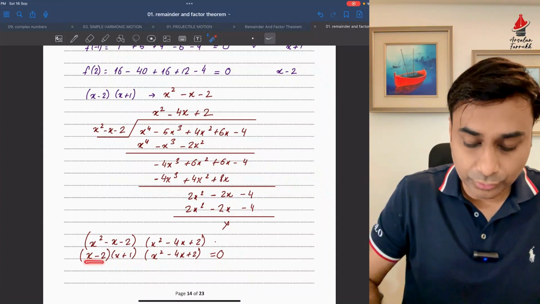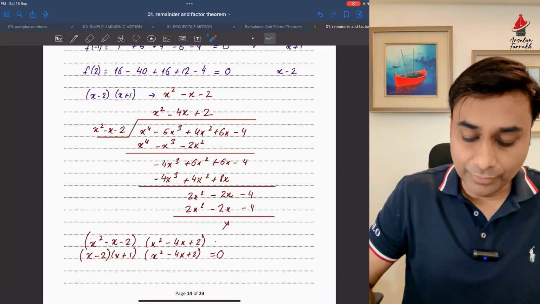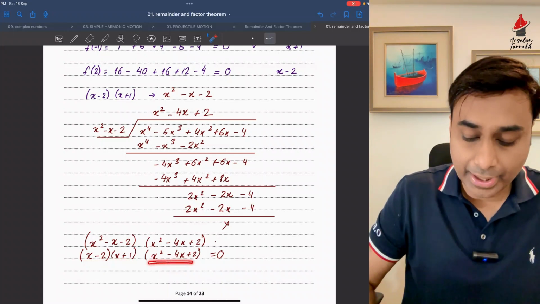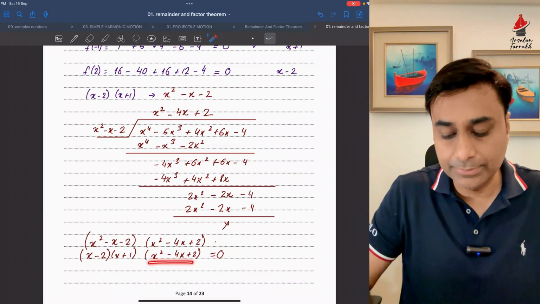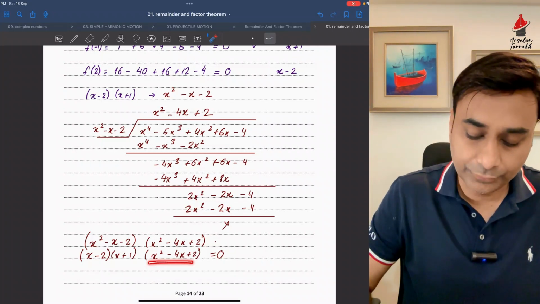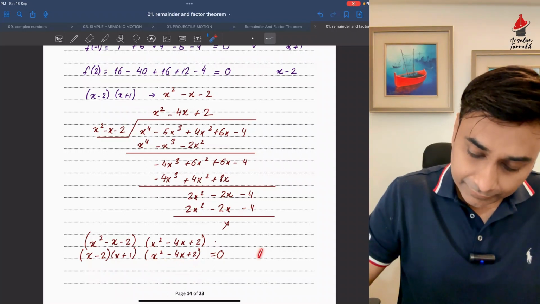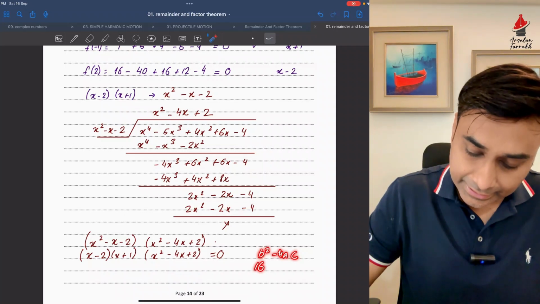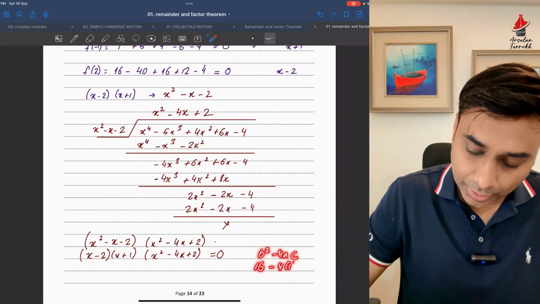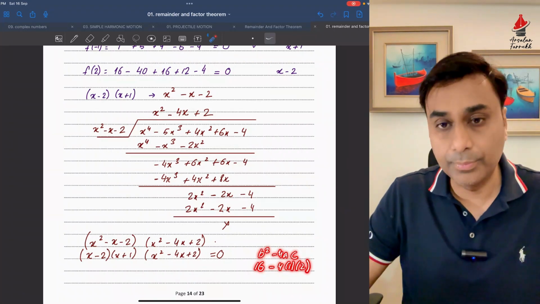But if you had to solve this equation, then one answer is going to be x is equal to 2, one answer is going to be x is equal to minus 1, and one answer can be obtained by applying the quadratic formula, which is x equals minus b plus minus under root b squared minus 4ac divided by 2a. Now if I find b squared minus 4ac, which will be 16 minus 4 times 1 times 2, well, this is coming out to be positive.